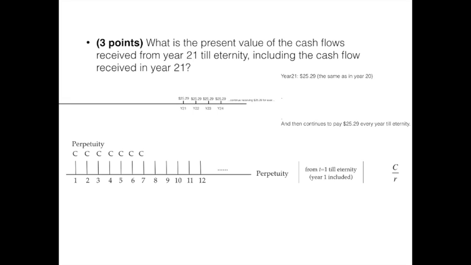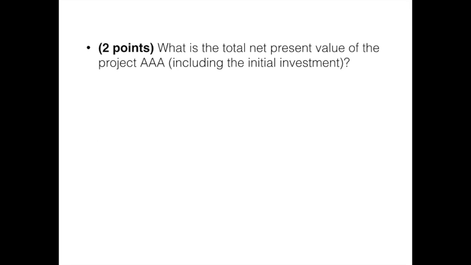So from the perspective of year 20, this looks like a normal perpetuity. So this formula C over R will give us the present value in year 20. How much is it worth today? Well, today we have to additionally discount it for 20 more years. And we end up with the present value. That's it.